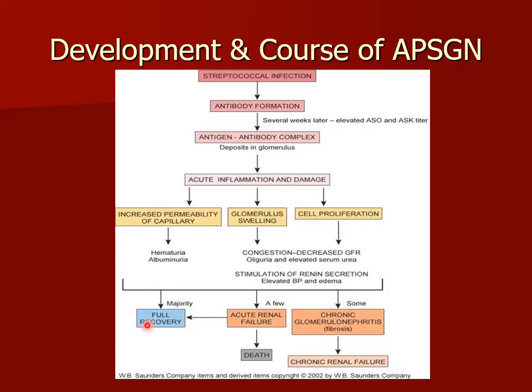And most people recover from this. A few will present with acute renal failure and recover, and if they don't, then that results in death. Some will go into chronic glomerulonephritis, which results in fibrosis, destruction of tissue, and ends up with chronic renal failure. So there are several different outcomes here, depending on how early it's detected, what the treatment is, and the condition of the kidneys. Every person is a little bit different when it comes to these types of infections.